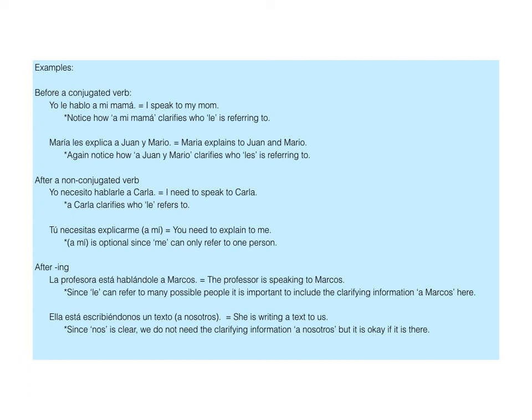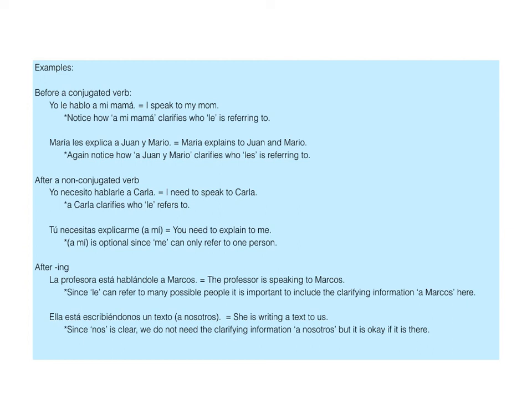We can also put it after ing endings. So we have la profesora está hablándole, hablando, the ando being the ing ending. I can put my pronoun right after that. And then a Marcos is my clarifying information. Again, if I already know who we've been talking about, I don't need to put a Marcos there unless I want to. All right, so la profesora está hablándole a Marcos.